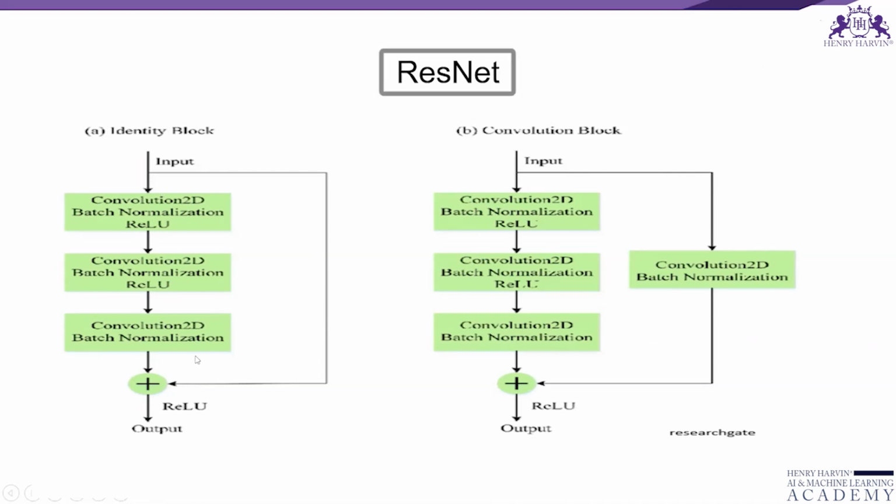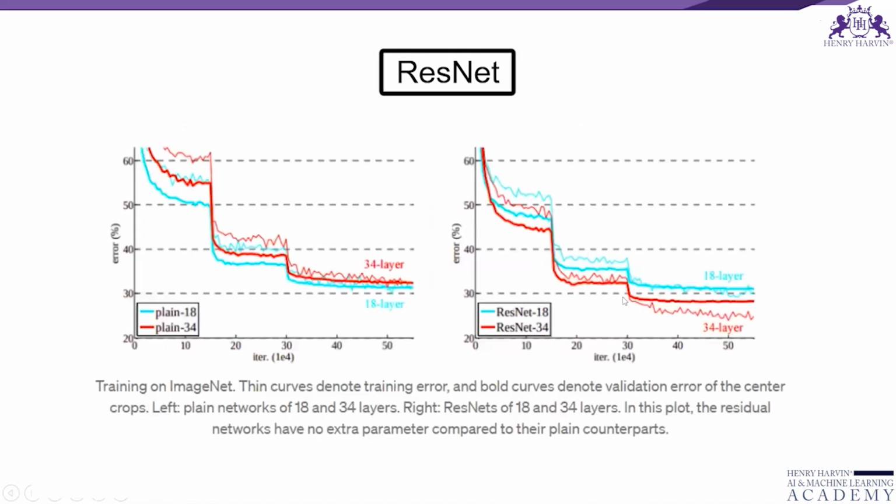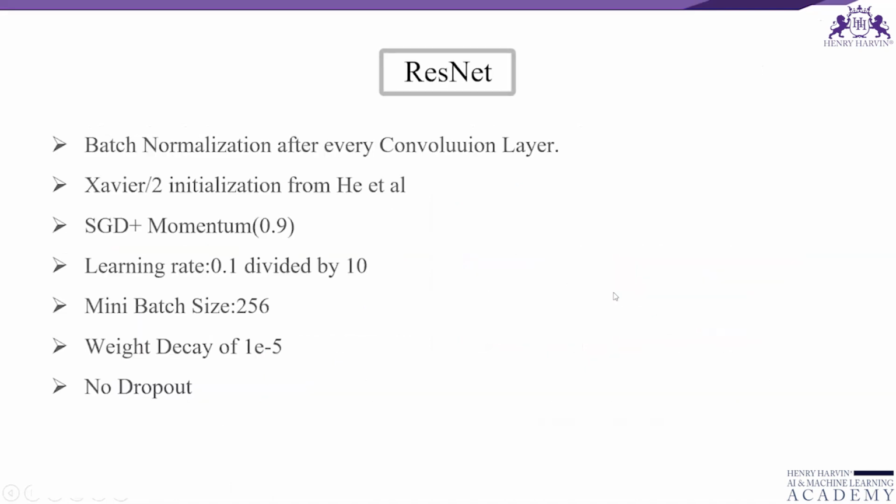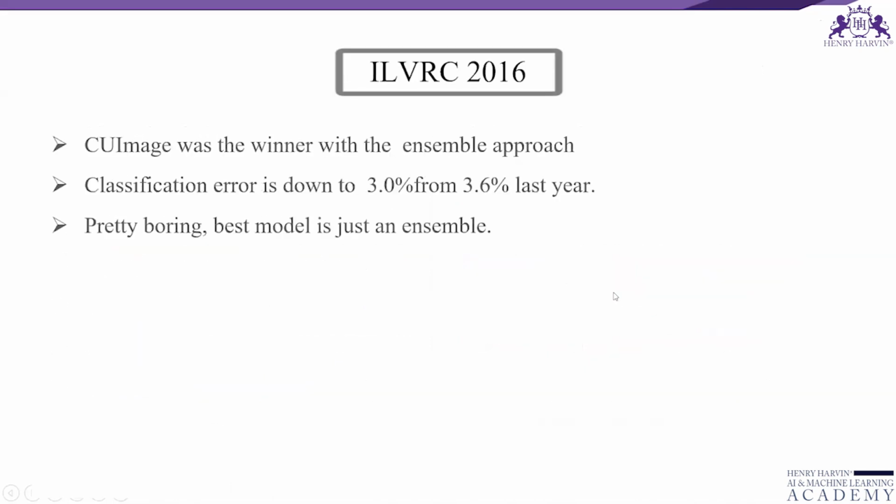So this is what we have seen. In the convolution block, what is the added one? Here you can see convolution 2D and batch normalization, right? We have a very good idea of what this convolution 2D is, and we have also come across batch normalization.